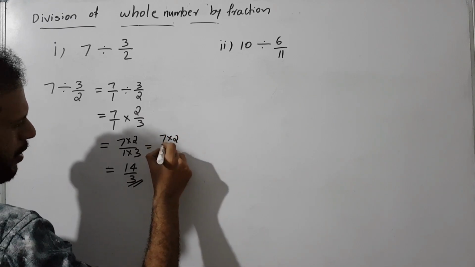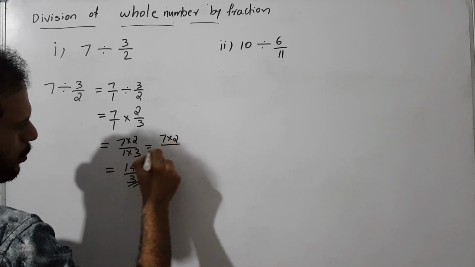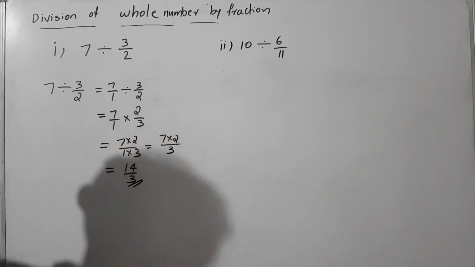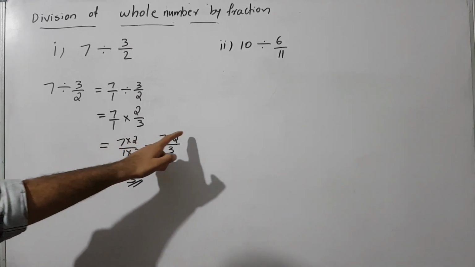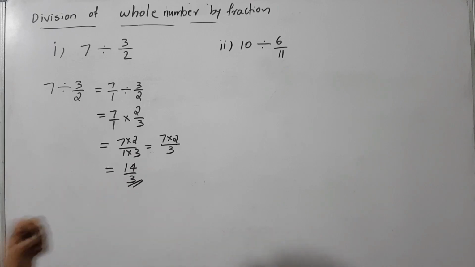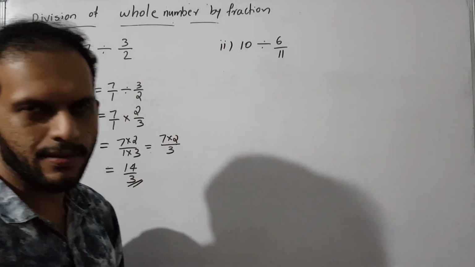Then you get it later. Okay, why do I write this one? 1 into 3 is 3. 7 into 2 by 3, that one is 14 by 3. Okay. Here, what is next?